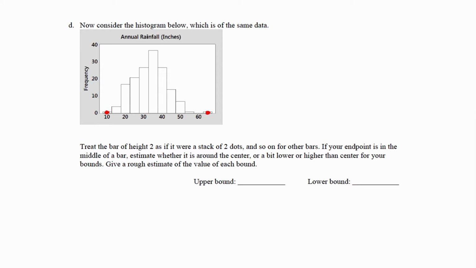And similarly, this bar over here and this one, whereas the next one in looks like it might be about 5 or 6. So we just think of each bar as being a stack of dots. Maybe this one's about 3 dots.